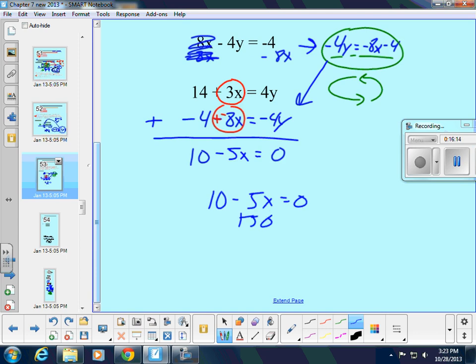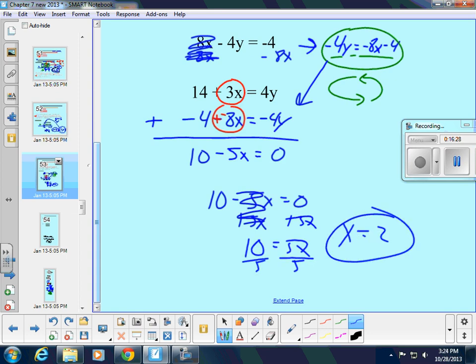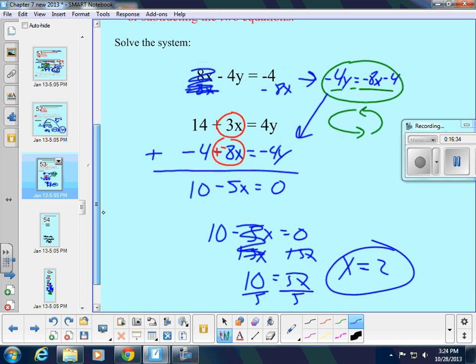Well, it looks a little funny, but if I can just get the variable by itself on one side here, like add 5x to both sides, then I'll have 10 equals 5x. And now I can divide both sides by 5 and get x equals 2. So yep, because I was able to cancel out the y's using elimination, I still got something I could solve. I got x equals 2.